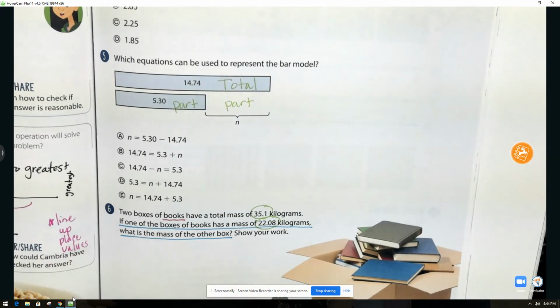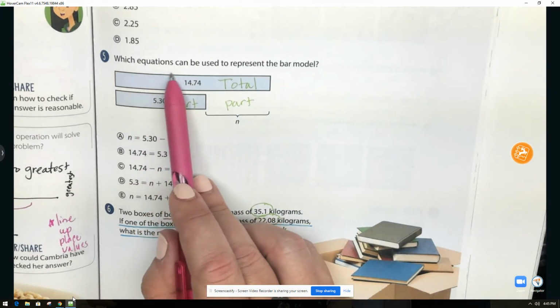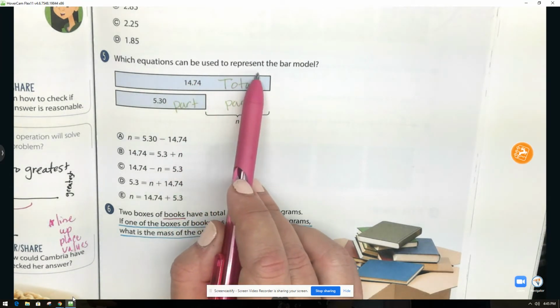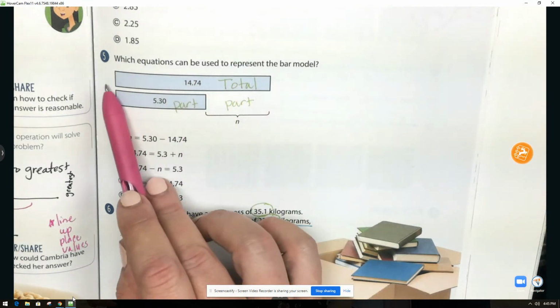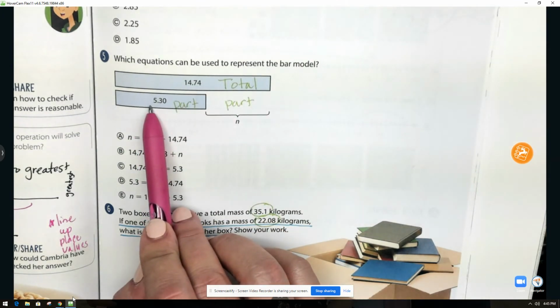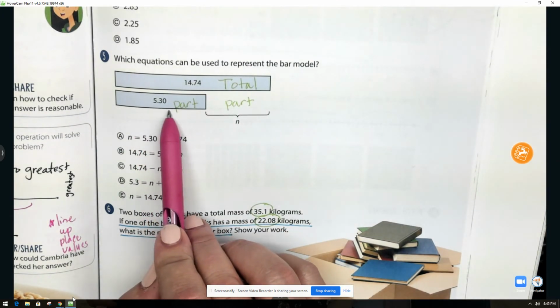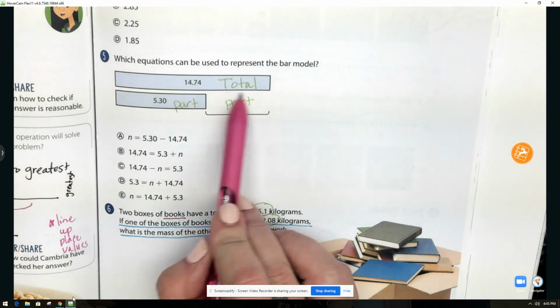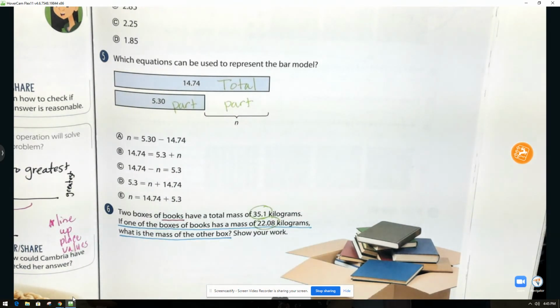For number 5, it says, which equations can be used to represent the bar model? So here we have the total, which is 14 and 74 hundredths. We have a part, which is 5 and 30 hundredths. And then we have another part that is the value of n. We do not know what that other part is. We could solve for it, but that's not what the question is asking us to do.